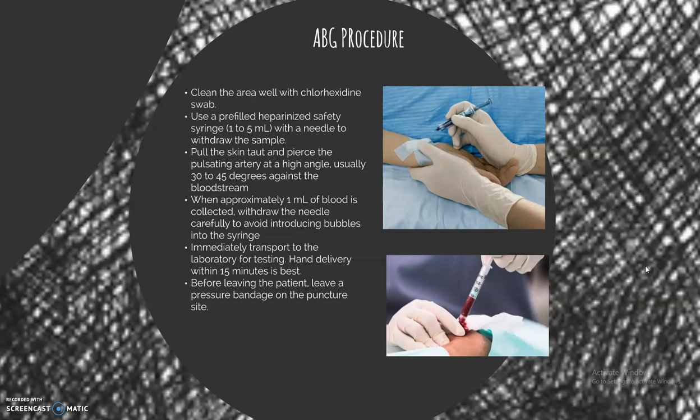Use a pre-filled heparinized safety syringe with a needle to withdraw the sample. You're going to pull the skin taut and pierce the pulsating artery at a high angle, usually 30 to 45 degrees against the bloodstream. When approximately 1 ml of blood is collected, withdraw the needle carefully to avoid introducing bubbles into the syringe. Immediately transport to the laboratory for testing and hand deliver within 15 minutes. Before leaving the patient, leave a pressure bandage on the puncture site.